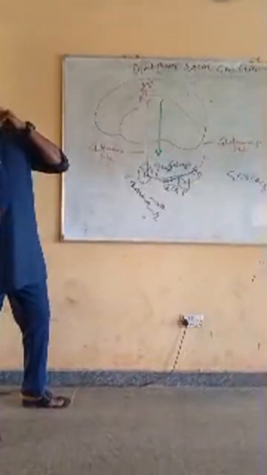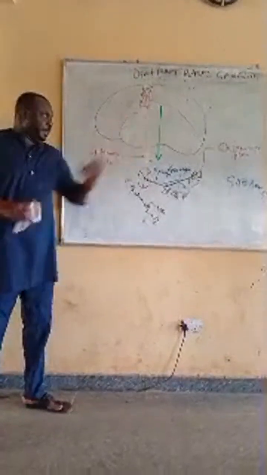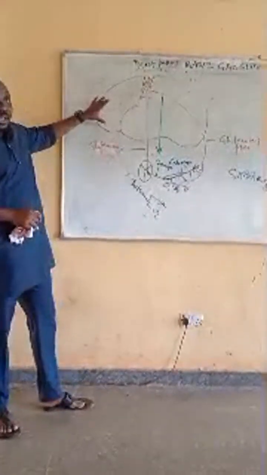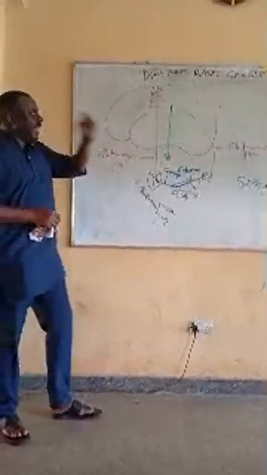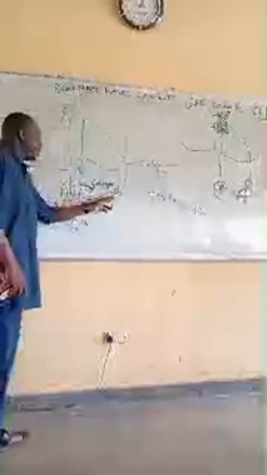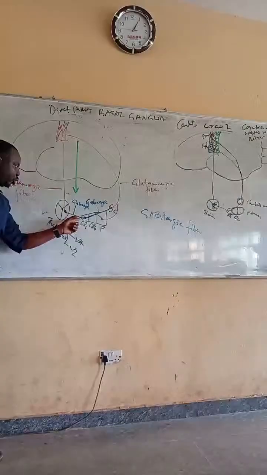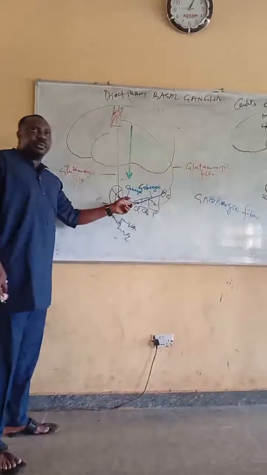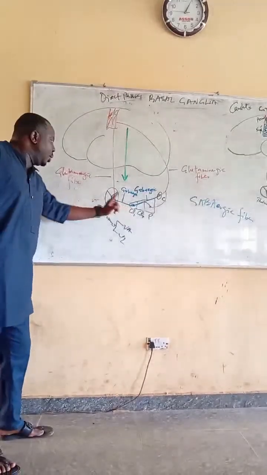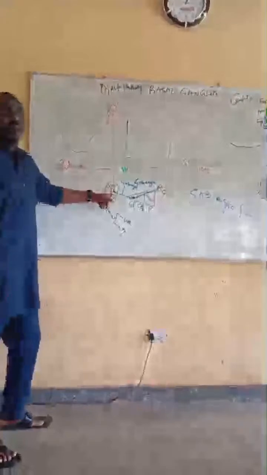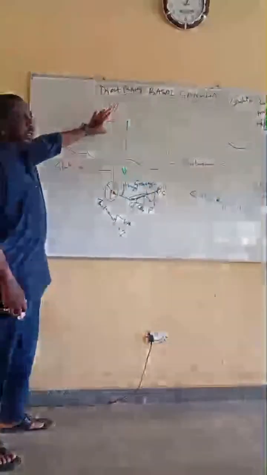Alright. This is the direct pathway. And in the direct pathway, you know that we have what? The cortex. Are you there? The cortex usually sends information to the putamen. The putamen sends information to the globus pallidus, which sends information to where? The thalamus now sends information back to where? Back to the cortex.